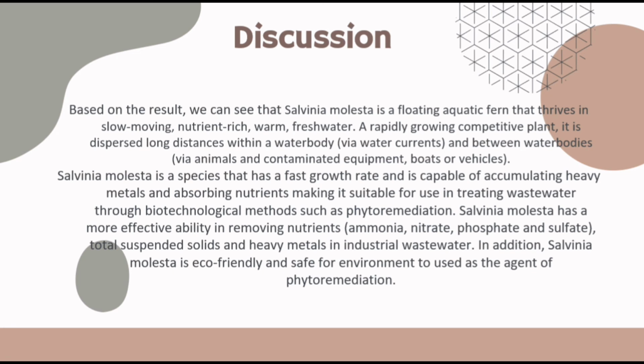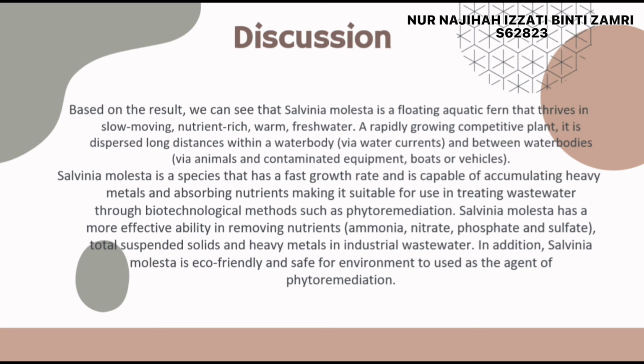Based on the result, we can see that Salvinia molesta is a floating aquatic fern that thrives in slow-moving, nutrient-rich, warm, fresh water. A rapidly growing competitive plant, it is dispersed long distances within a water body via water currents and between water bodies. Salvinia molesta is a species that has a fast growth rate and is capable of accumulating heavy metals and absorbing nutrients, making it suitable for use in treating wastewater through biotechnological methods such as phytoremediation.